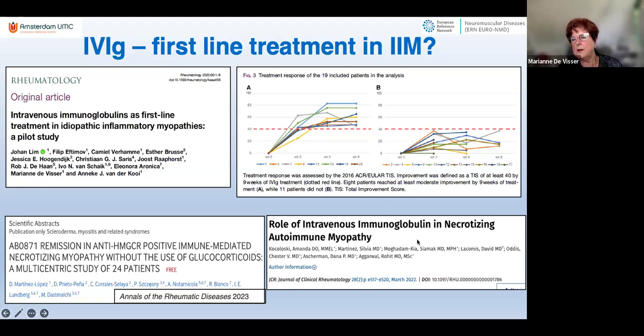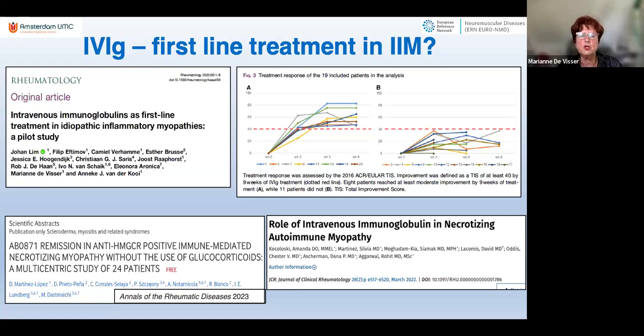The other study is by Kosolowski from Rohit Agarwal's group. They treated mainly anti-HMGCR positive patients with IVIG, and 85% of the patients demonstrated clinically significant response, including marked reduction in daily prednisone requirements. Again, promising, but not sufficient to recommend IVIG as first-line treatment.